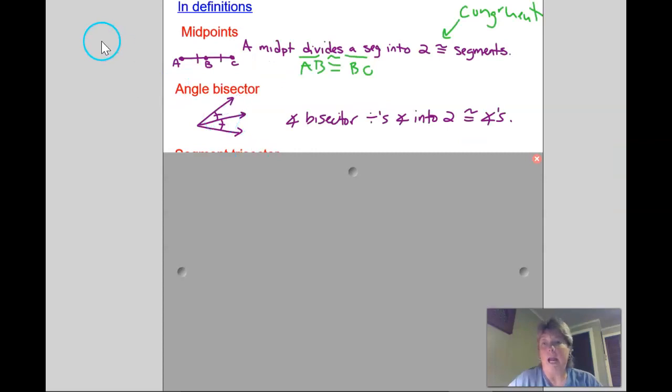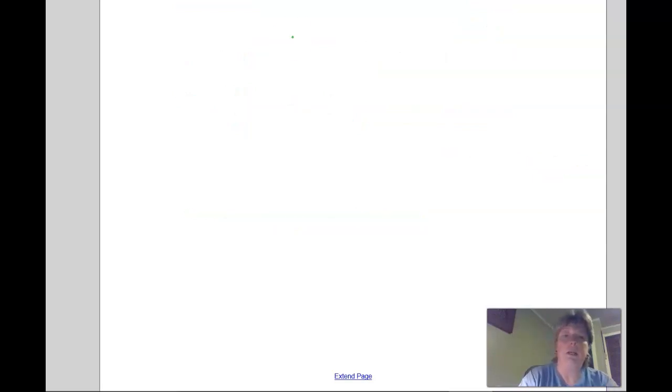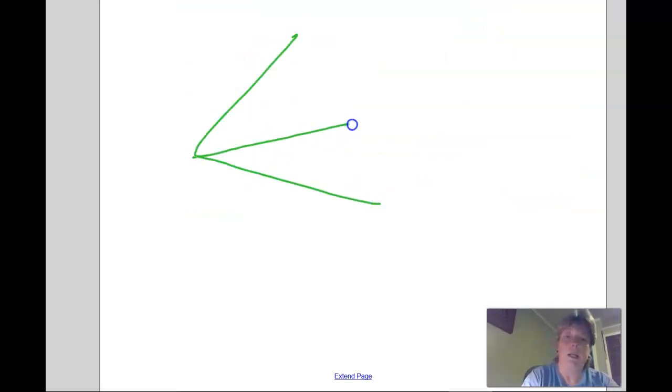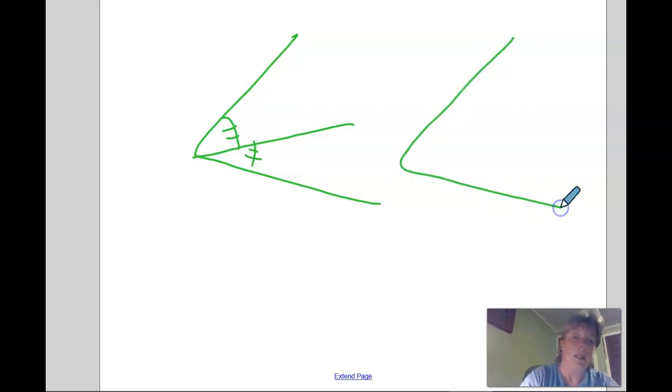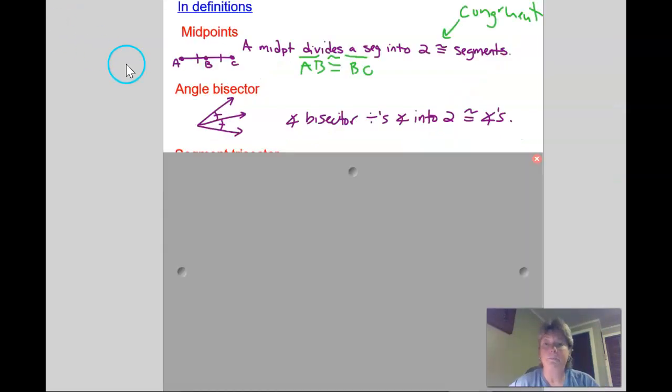For angles, the way you would mark them congruent is, if I take this angle here and divide it in half, I could mark it with one arc on each, or two. As long as they have the same symbol on them, you could even do circle and circle. You're just marking them with the same symbol to indicate that they are in fact congruent.